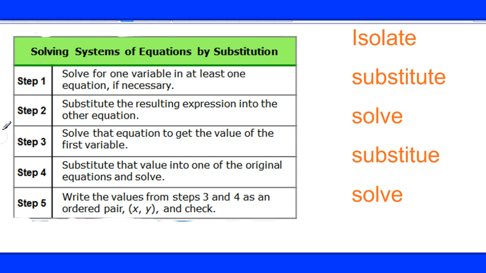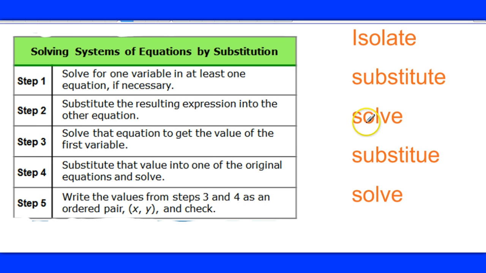Substitution is a little bit different, and we have some steps here. Now, these are steps that are written out, and these are my abbreviations. The first thing you want to do is solve for one variable. I say isolate that in at least one equation. Step 2 is to substitute. Once you've solved for a variable, you want to substitute what it equals into the other equation.